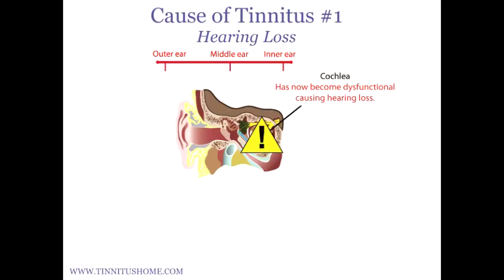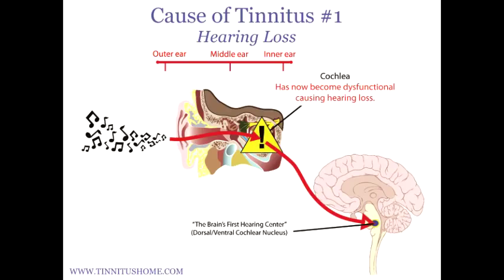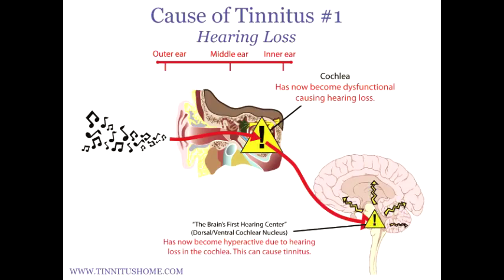When this occurs, it affects the rest of the hearing chain. Specifically, with hearing loss, the hearing nerve becomes underactive. But, paradoxically, the first hearing center of the brain reacts to this decreased activity by becoming overactive. To be more specific, it is only the dorsal cochlear nucleus section of the first hearing center of the brain that becomes overactive.